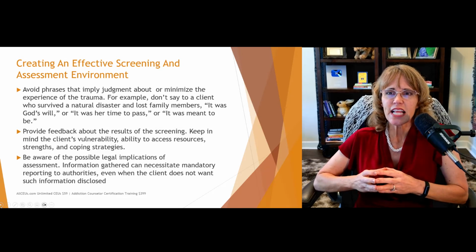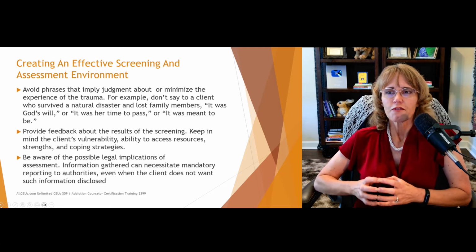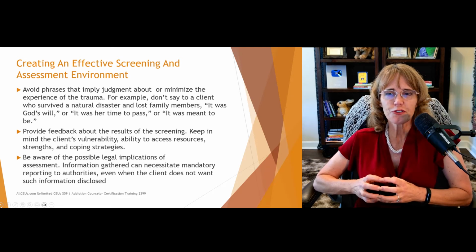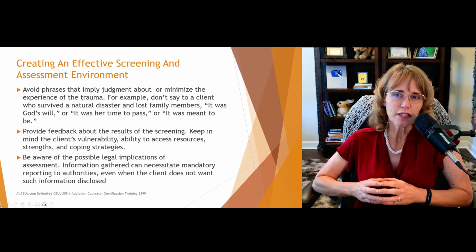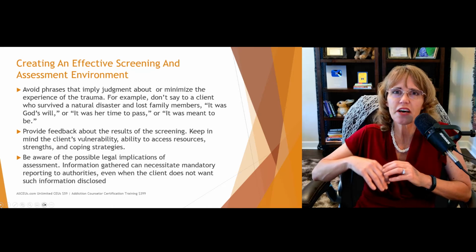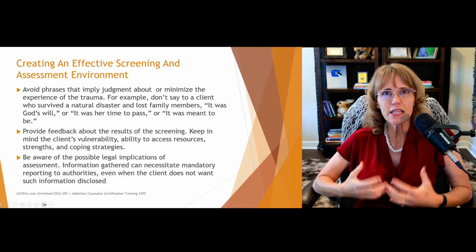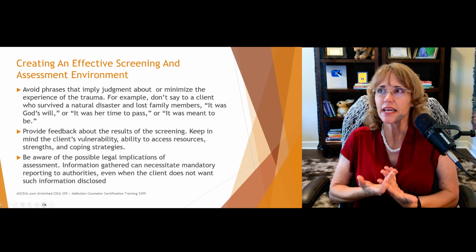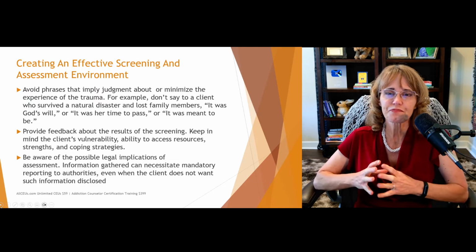Avoid phrases that imply judgment about or minimize the experience of the trauma. For example, don't say to a client who just survived a natural disaster and lost family members, "It was God's will," or "It was her time to pass," or "It was meant to be," or any of those other trite phrases that make someone potentially feel like life is a crapshoot. I have no control over anything.